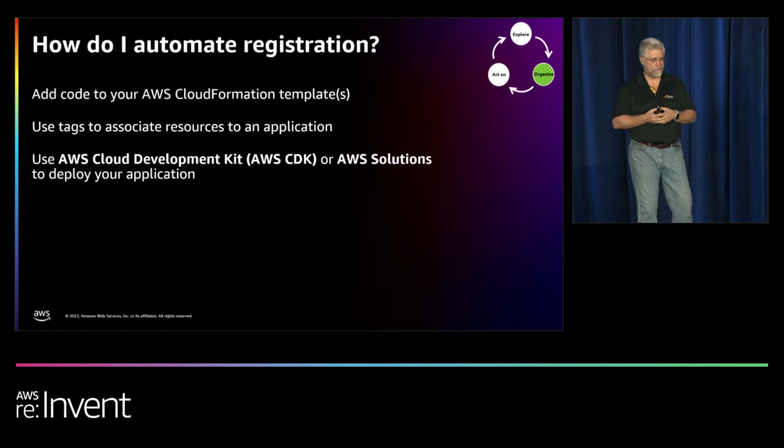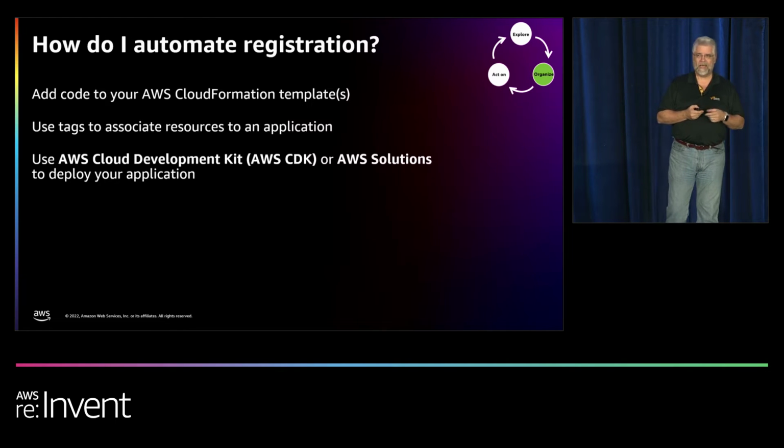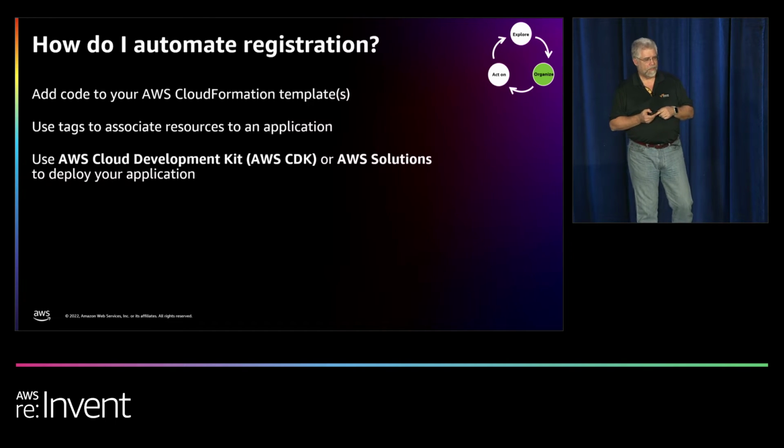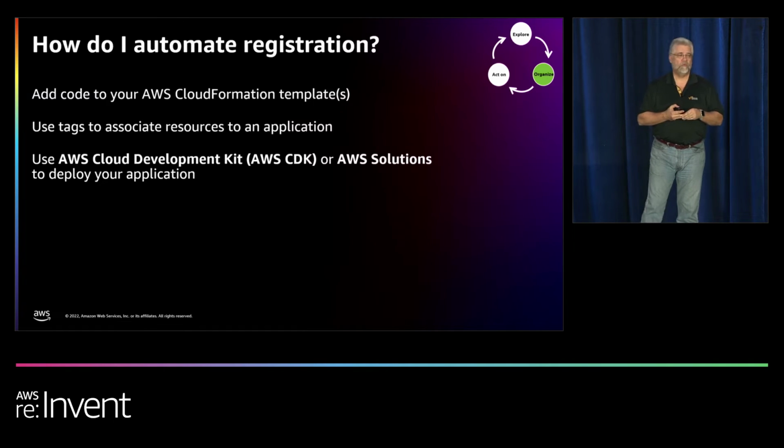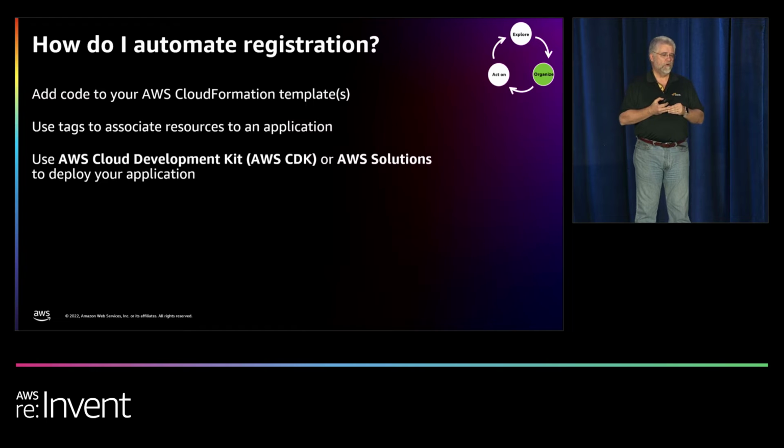That's one mechanism. The second one is, we talked about tags. I'll get back to that in a little bit. Or you could use these mechanisms, or you use the AWS CDK, or you can use one of the AWS solutions. There's a fair amount of them that are available for you to take advantage of. And what they will do is they will register your application with AppRegistry. So it helps you not having to worry about, do I have to go to AppRegistry, do things. It will do a lot of these things for you.